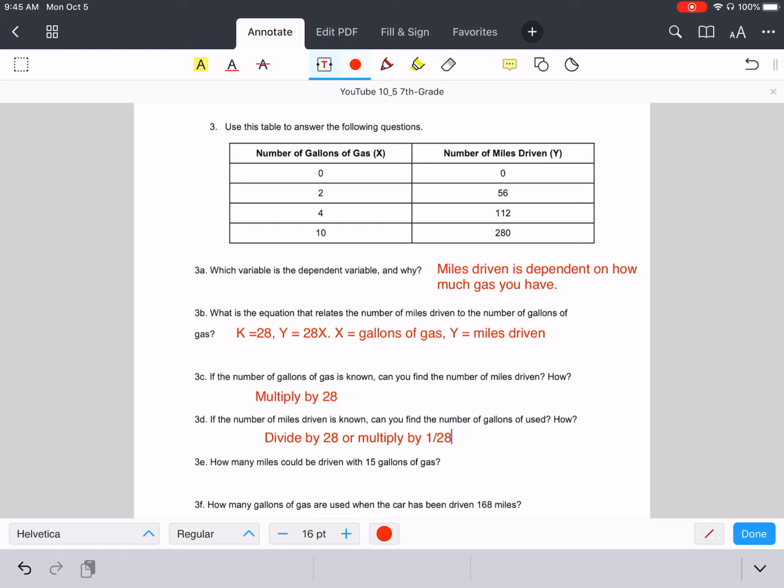So for 3e, how many miles could be driven with 15 gallons of gas? So we're multiplying 15 gallons times 28. That will give us 420 miles.